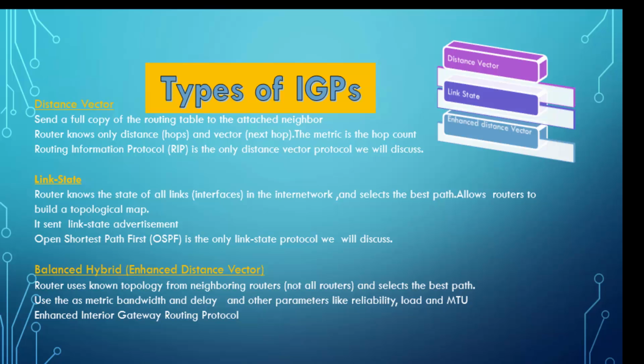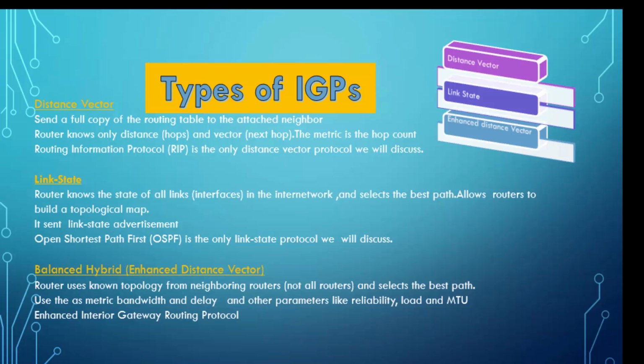Link state. The router knows the state of all the links and interfaces in the internetwork and selects the best path. It allows routers to build a topology map. This is done with link state advertisements, LSA. Open Shortest Path First, or OSPF, is the only link state protocol that we are going to discuss.